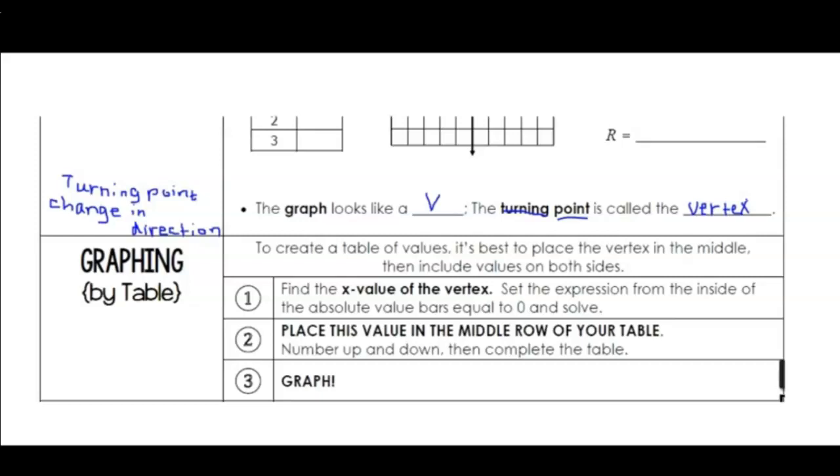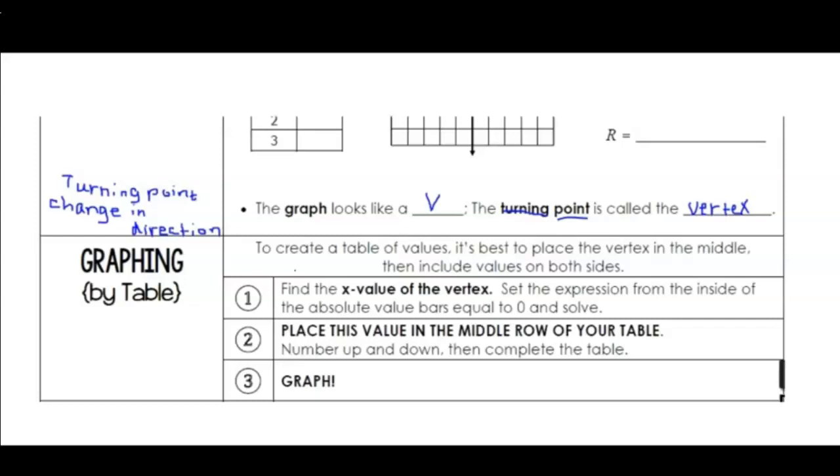So make sure you have your graphing calculator out and ready to go, because we're going to use our calculator to check our work. Now, the steps to create a table of values for absolute value functions follow this simple order. It's best to place the vertex of the absolute value function in the middle of your table, and then include the values on both sides of the function, okay?